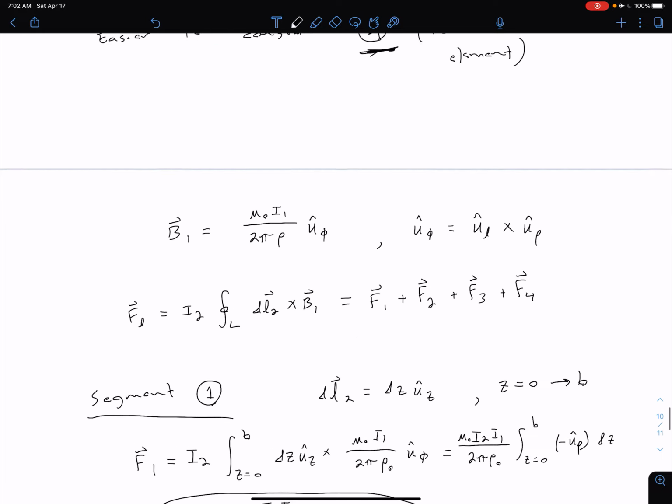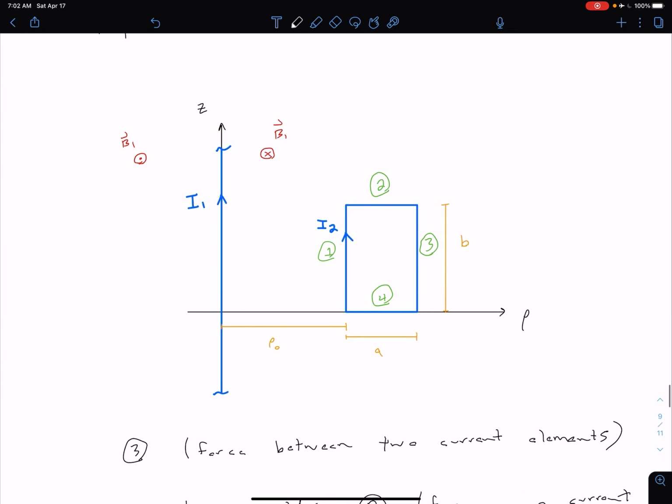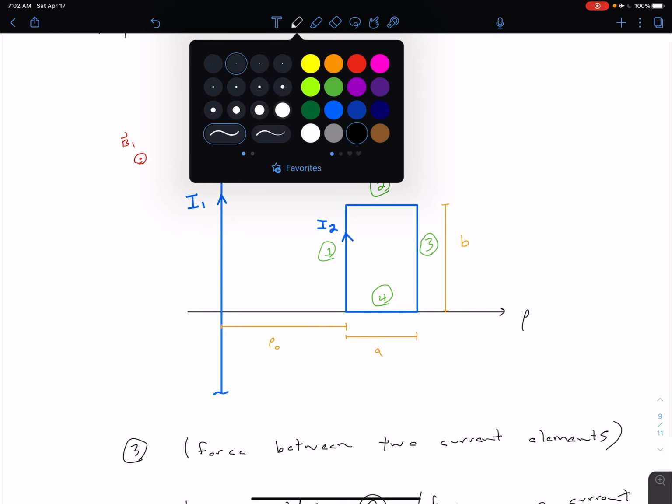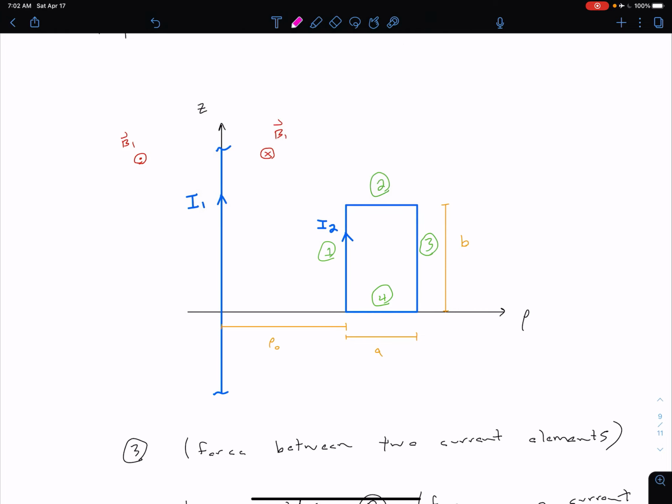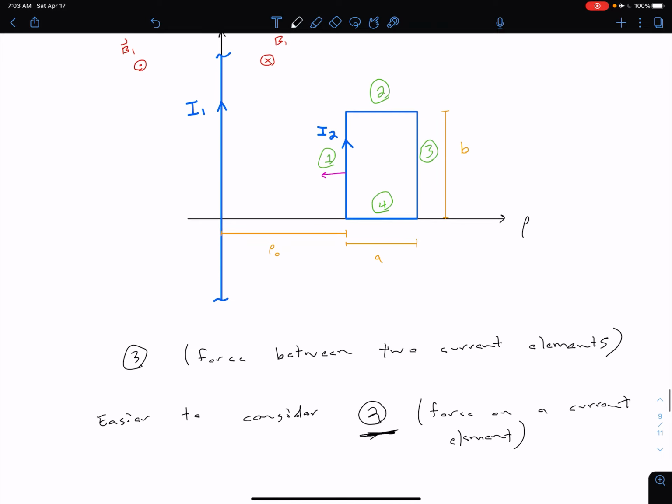So coming back up to our loop, that means that this segment right here is going to be experiencing a force in the negative rho direction, and of course that is proportional to the current I1, the current I2, and inversely proportional to the distance rho naught. Okay, so let's look at our segment 2.